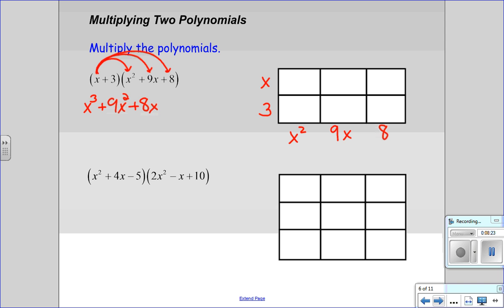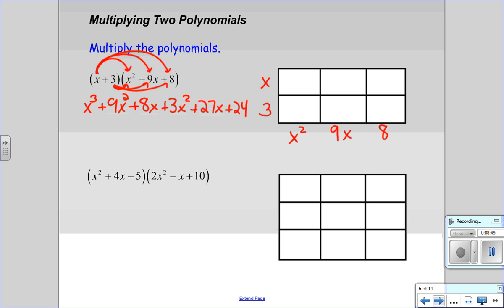Now I distribute the 3 into all 3 of those terms as well. Plus 3x squared plus 27x plus 24. Notice I can't use FOIL here because I'm not multiplying two binomials together. So I just have to remember to distribute, in this case, 6 times.